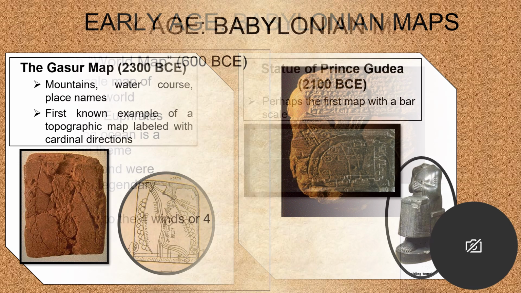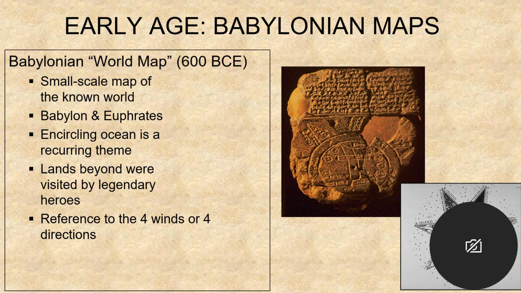Then we have Babylonian maps. It shows the place at Babylon and the Euphrates. The lands were visited by legendary heroes, and they used a reference of four winds and four directions at that time.